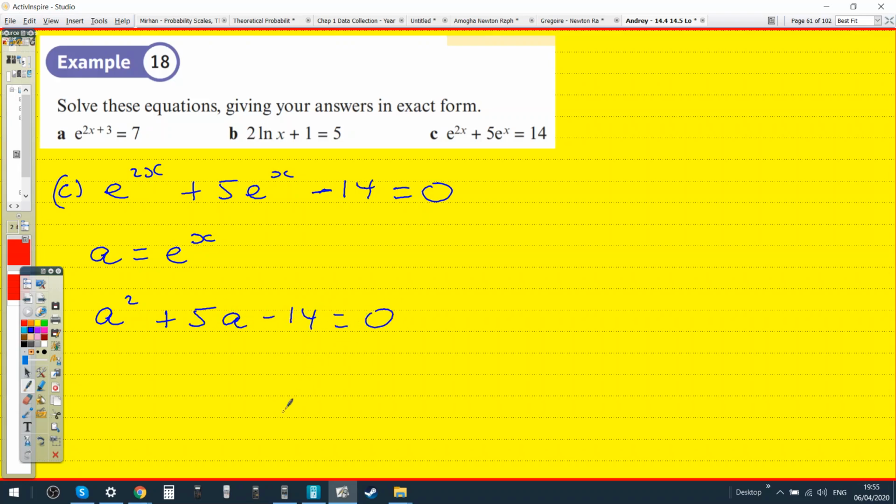Mm-hmm. And then a will be equal to 2 or minus 7. And so if you put that into the e things, will it be 2 is equal to e of x, or minus 7 is equal to e of x? E to the x, sorry.